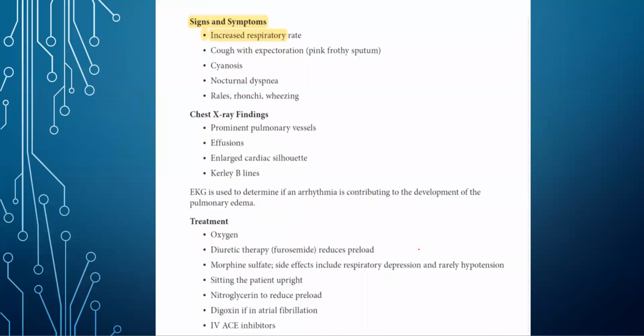What are the features? So patient will have increased difficulty in breathing. Obviously, they will have tachypnea, so increased respiratory rate. Patient also can have bilateral or bibasilar crepitation in the lung, cough with a pink frothy sputum. Obviously, they will get orthopnea, nocturnal dyspnea. So these are the findings of acute pulmonary edema.